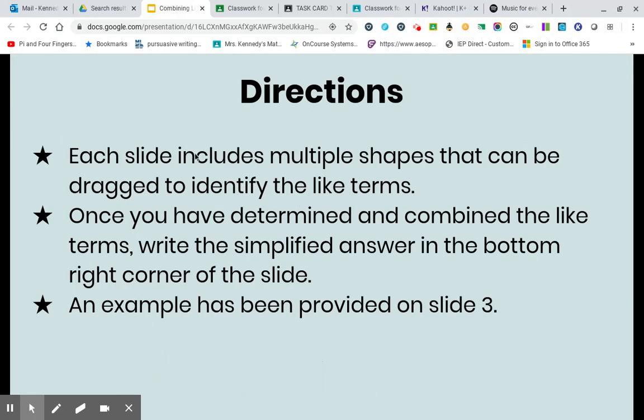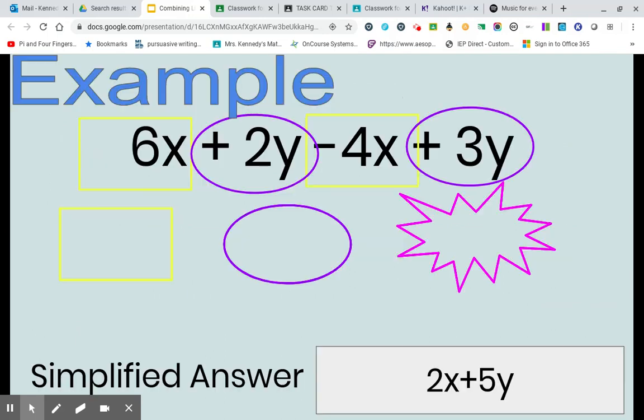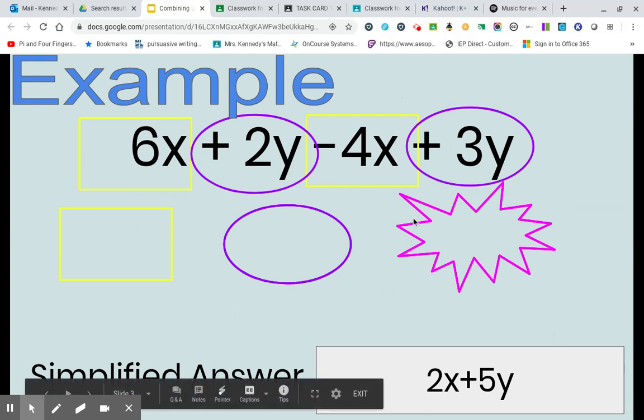All right, directions. Each slide includes multiple shapes that can be dragged to identify the like terms. Once you have determined and combined the like terms, write the simplified answer in the bottom right corner of the slide. An example has been provided on slide 3. Now, I think I can write on this, but if not, we'll see. I'll just actually write on this thing.